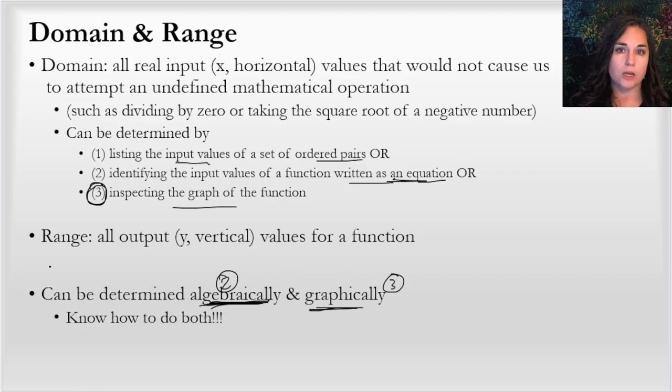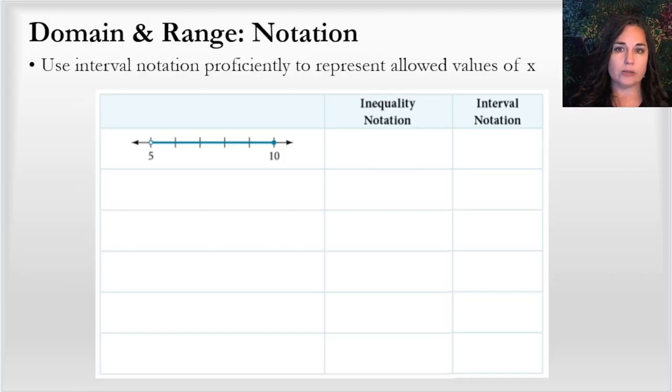I wanted to do a quick review about domain and range notation, where we're using interval notation. You can use inequality notation, but often when we're doing this, we prefer interval notation. And this is just a reminder of how to do interval notation. This isn't a graph, it's a line graph, I guess. It's not a full Cartesian 2D graph. It's just a line graph.